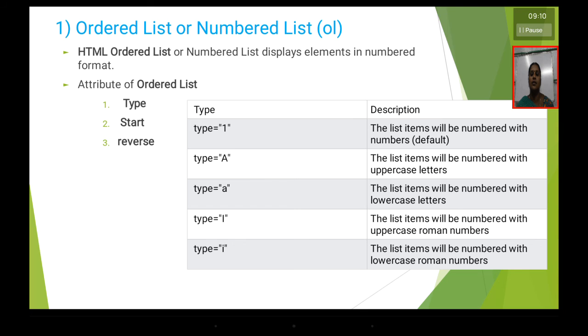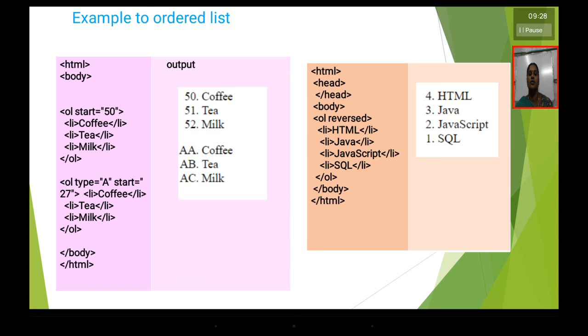Start is where you want to start the numbering. It may start from 20 or start from 25. Then type is 1, capital Roman letter I, small Roman letter i, and capital A and small a. Then another one is reversed.